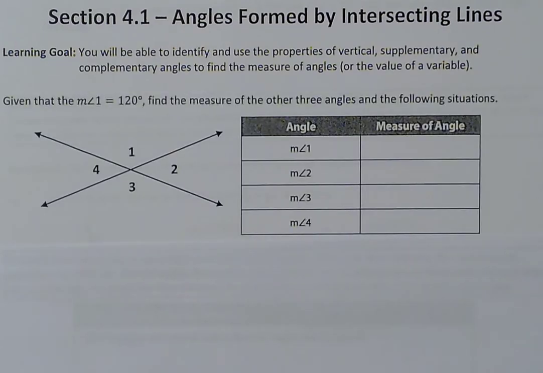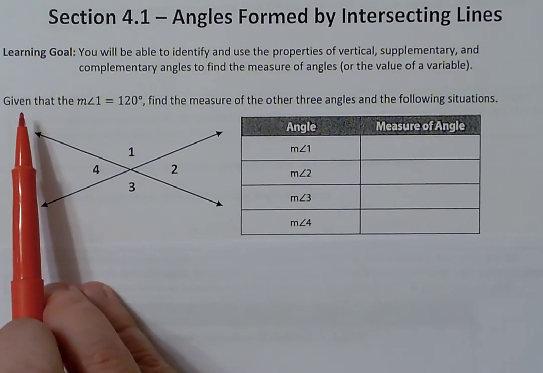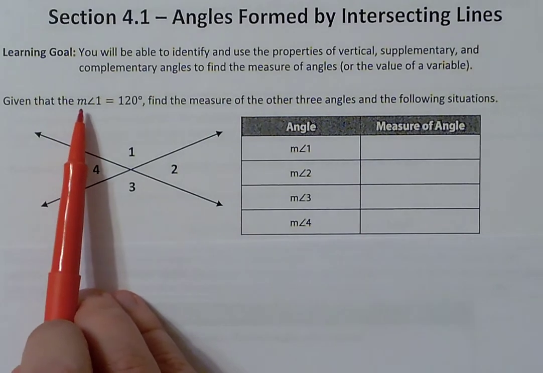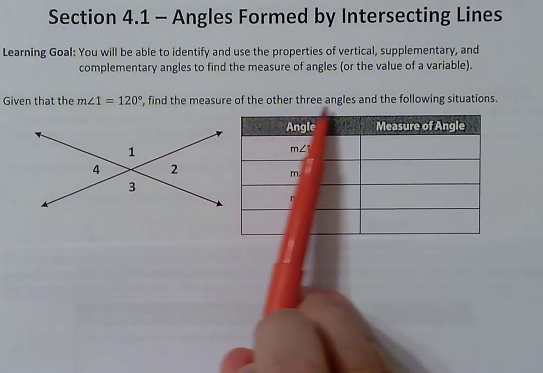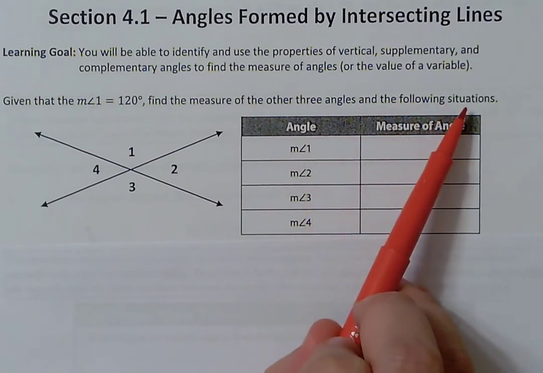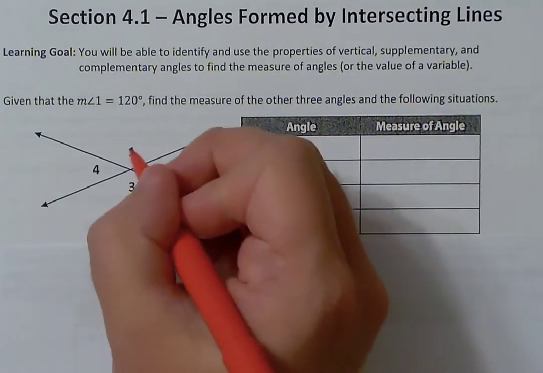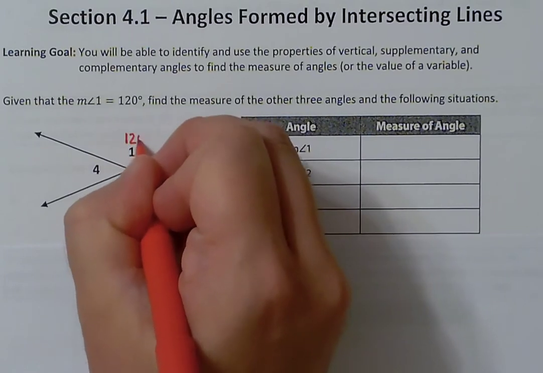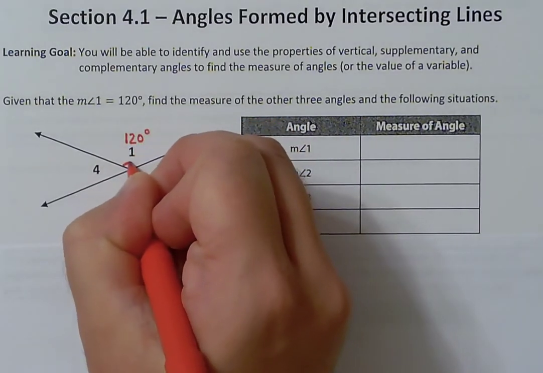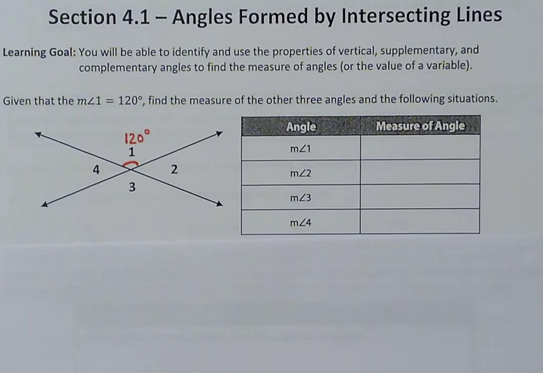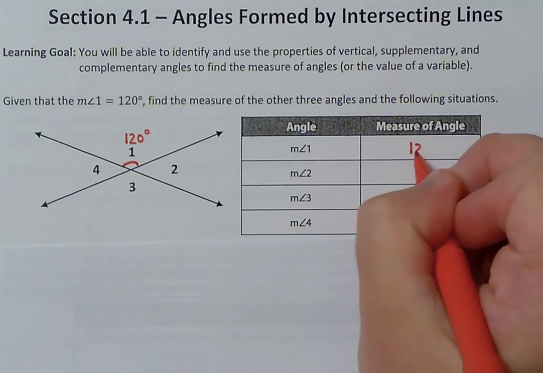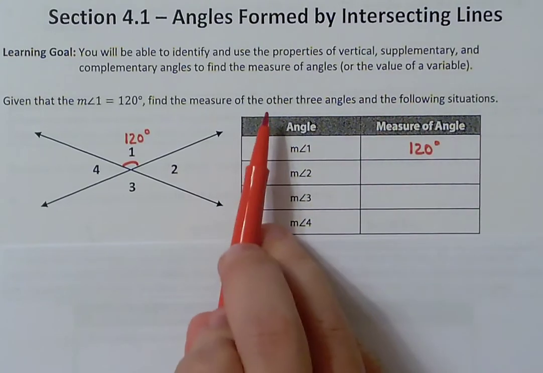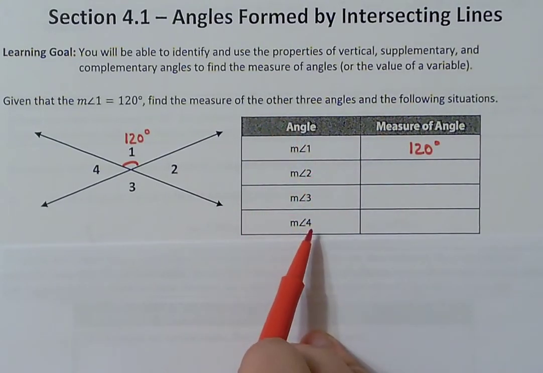Our prelude before we get into the examples. Our pre-example is: given that the measure of angle 1 is 120 degrees, we want to find the measure of the other three angles in the following situations. So, first of all, I know that angle 1 is 120 degrees. The idea would be if I took a protractor and measured it, it would equal 120. And then it wants me to find the measure of the other three angles.